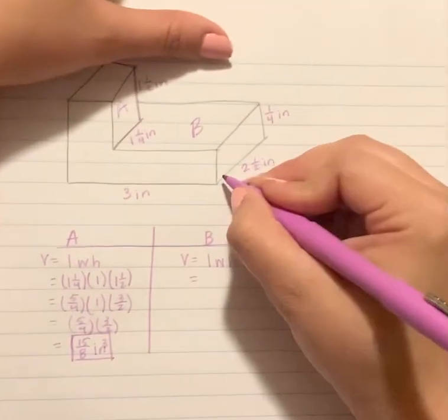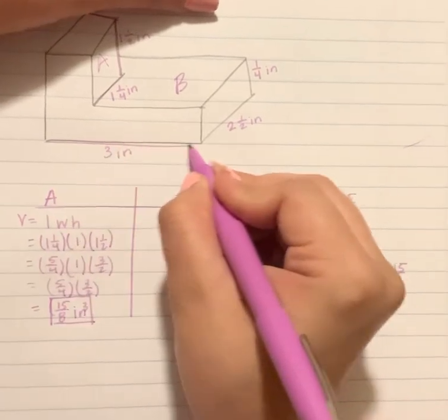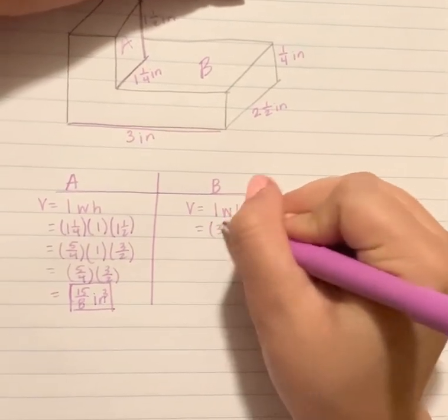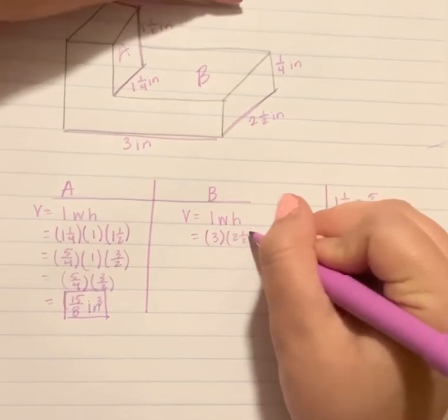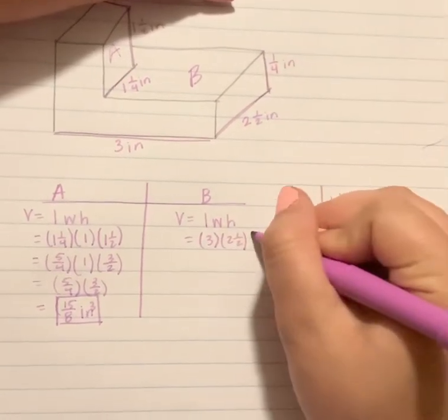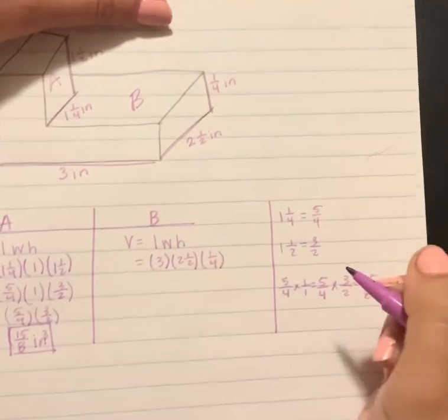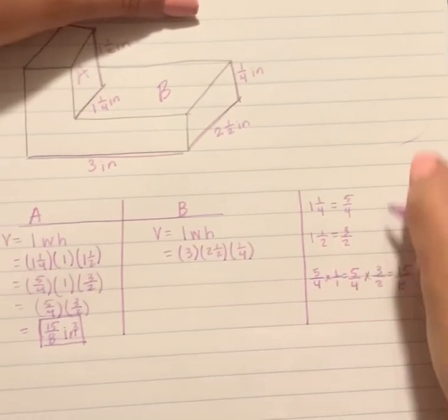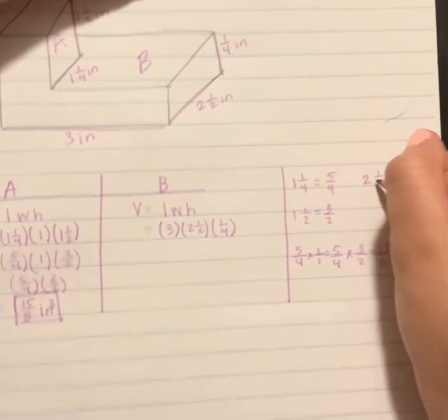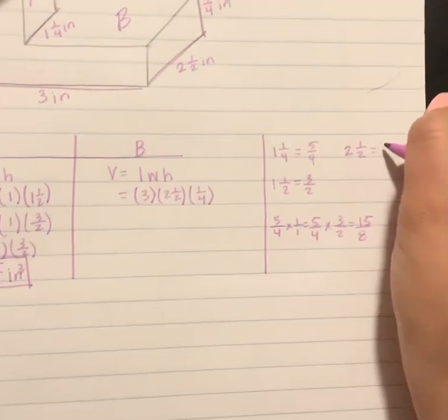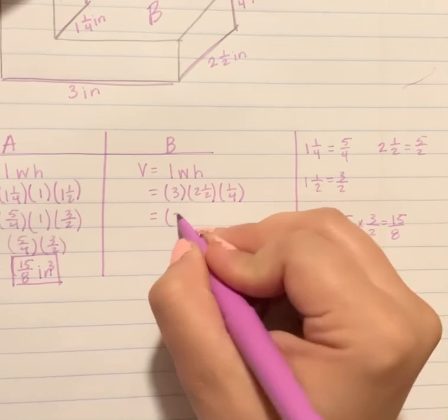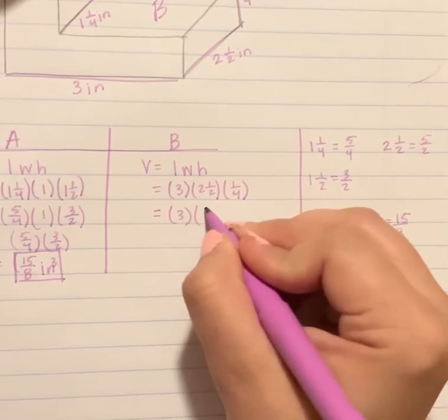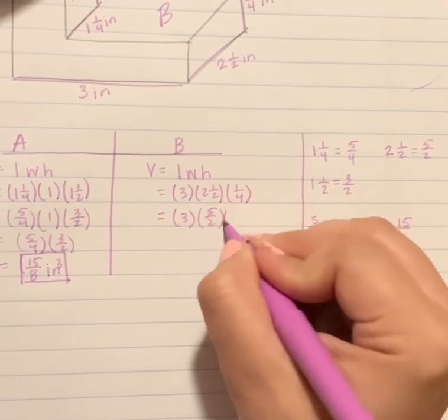Now let's focus on prism B. I see that my length would be 3 inches. My width would be 2.5 inches. And my height would be 1 1/4 inches. Next, I have a mixed fraction, so I can change that to an improper fraction. 2 times 2 is 4, plus 1 is 5. So 3 times 5/2 times 1/4.